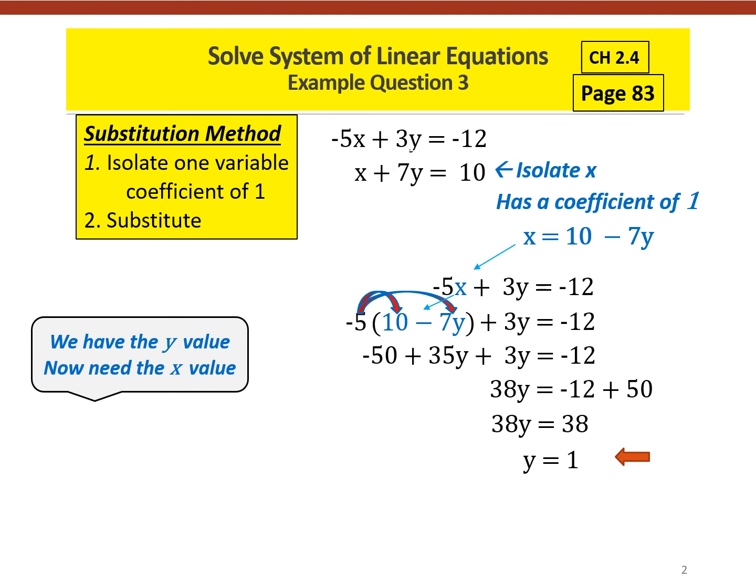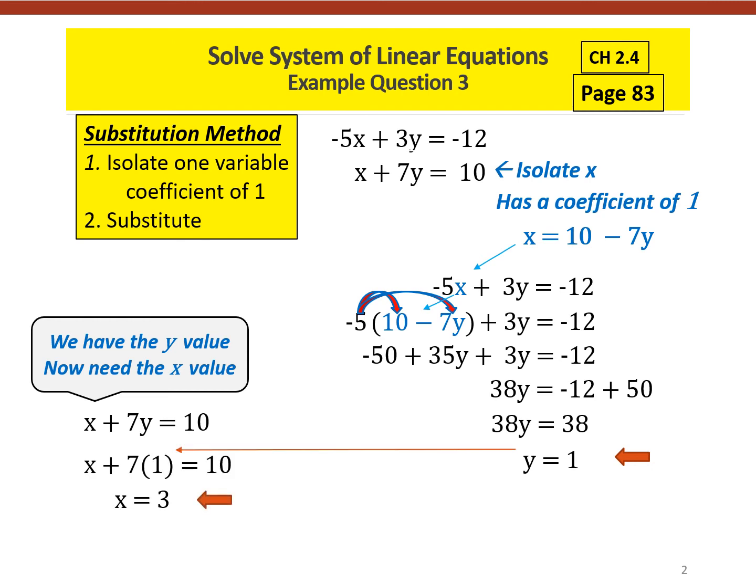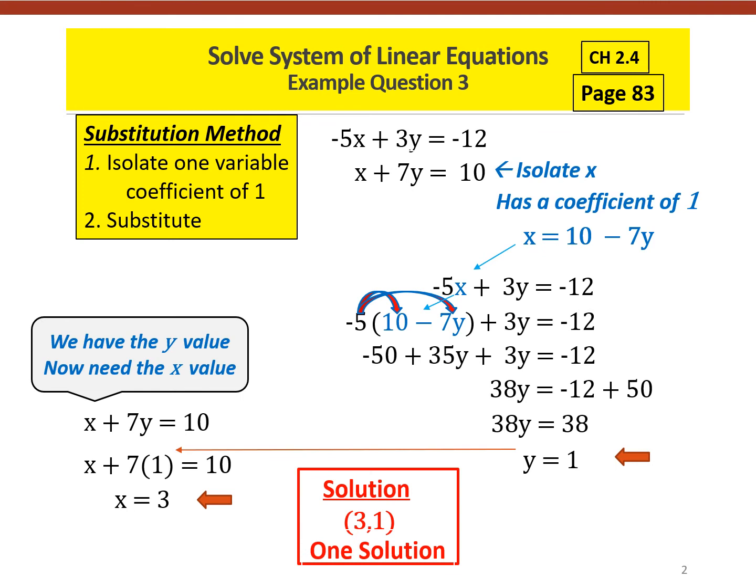Now that we have the y value, we need the x value. You take the equation and substitute the 1 for the y to solve and get the x. X is 3. We have a value for x of 3. We have y is 1. Therefore, we have one solution, a point of intersection, and it's (3, 1).